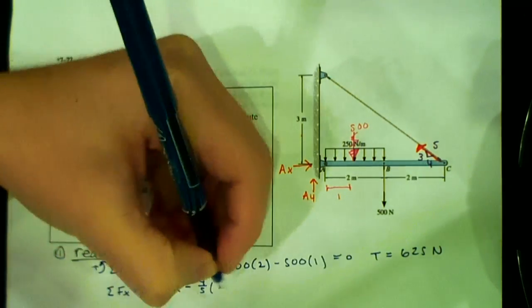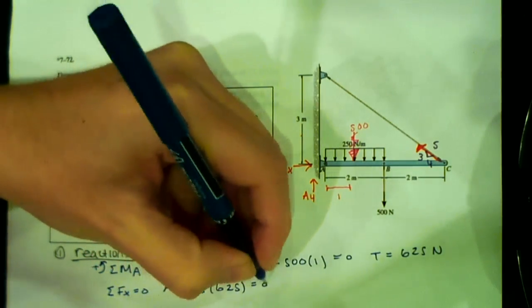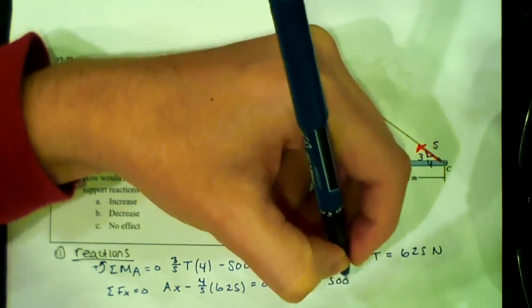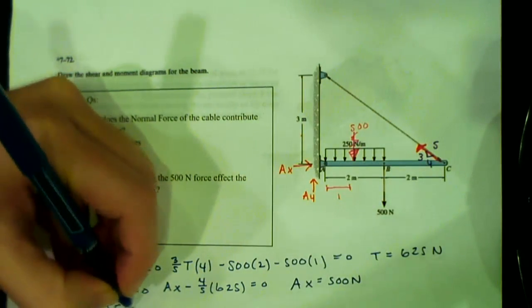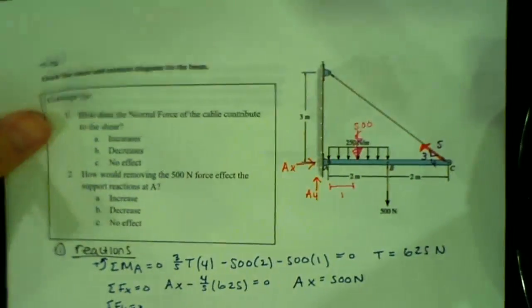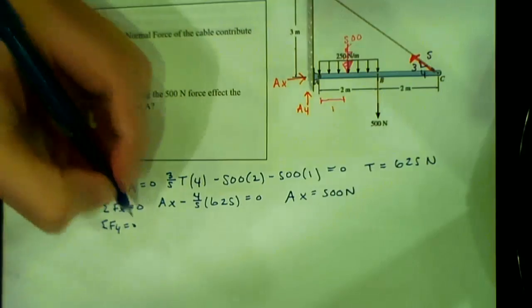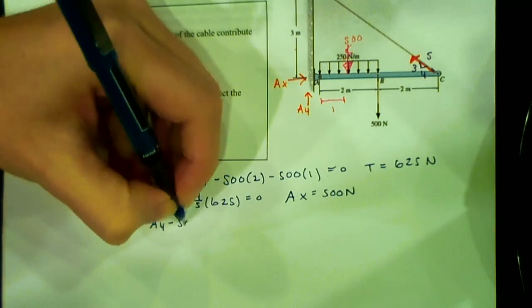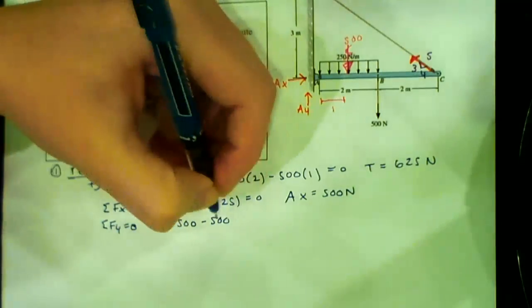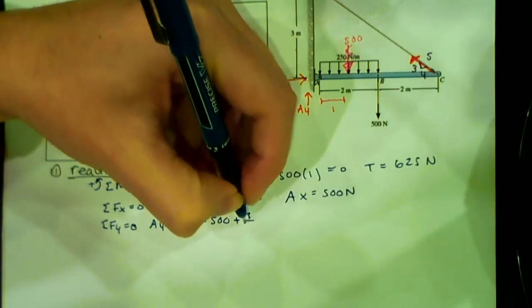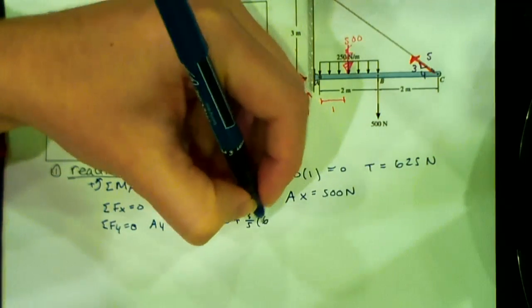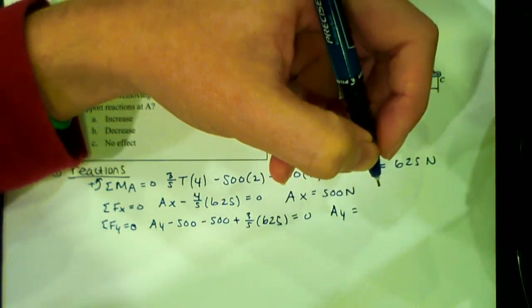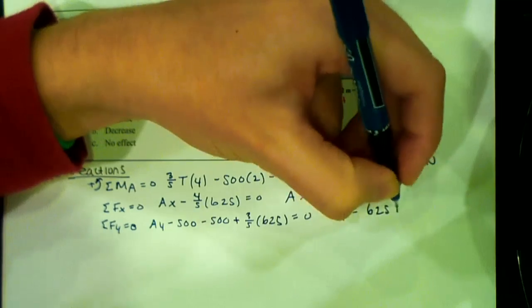Next, if I do sum of forces in X equal to 0, I get AX minus 4 over 5 times T, which we said was 625, equals 0. So AX is 500 newtons. Then if I do sum of forces in Y equals 0, I have AY minus 500 minus another 500 plus 3 over 5 times T, which was 625, equals 0. AY is 625 newtons.